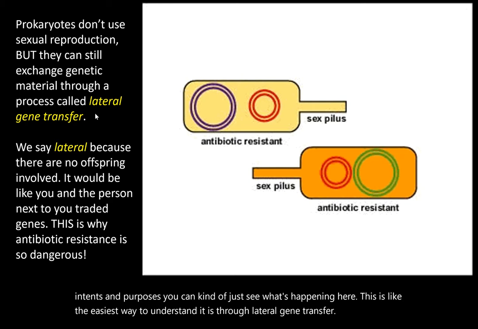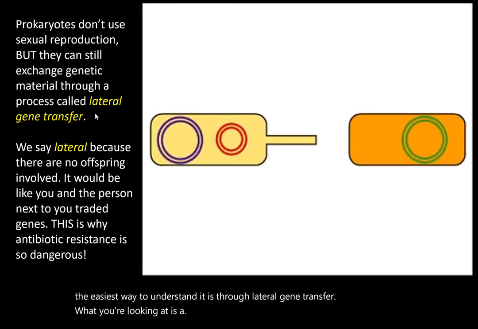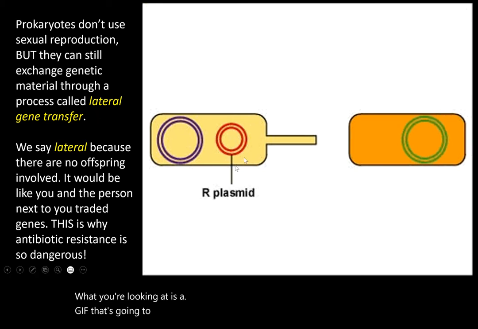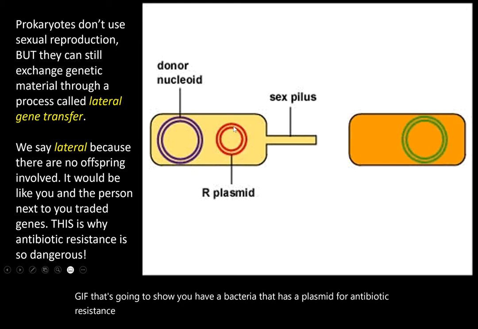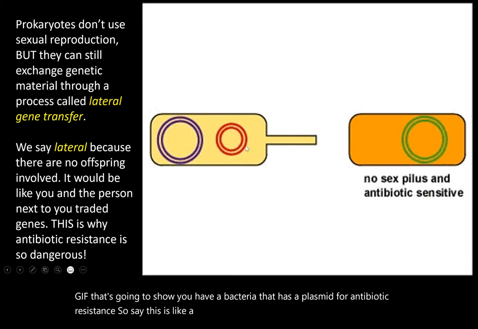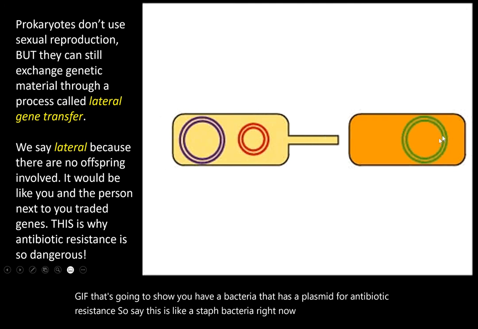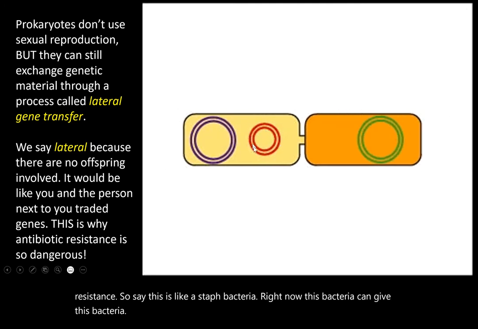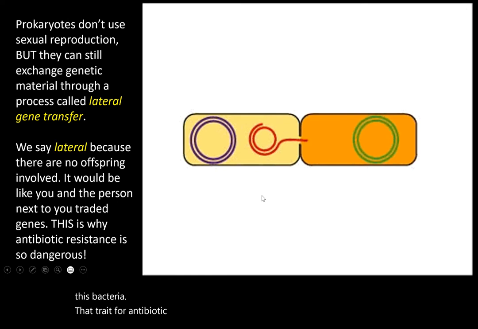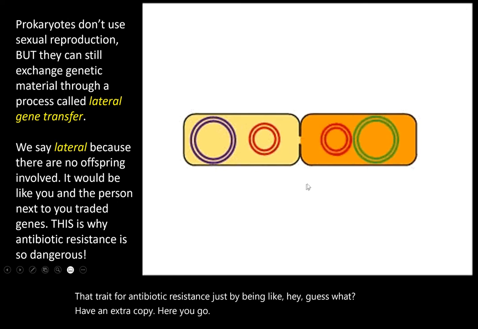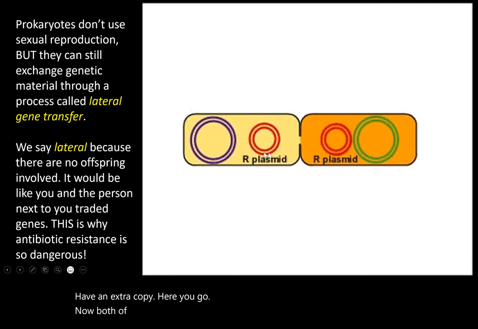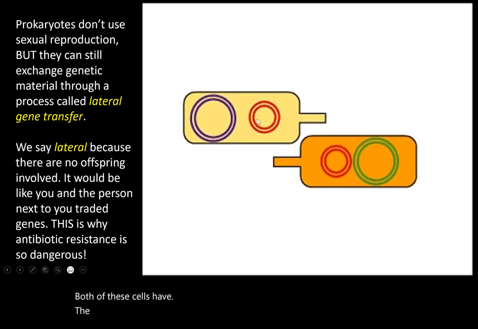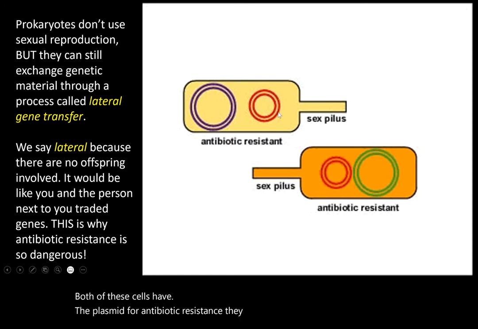What you're looking at is a GIF that's going to show you a bacteria that has a plasmid for antibiotic resistance. So say this is a staph bacteria, right? Now, this bacteria can give this bacteria that trait for antibiotic resistance just by being like, hey, guess what? I have an extra copy. Here you go. Now, both of these cells have the plasmid for antibiotic resistance. They duplicate through DNA replication, and then they can give it to other bacteria.